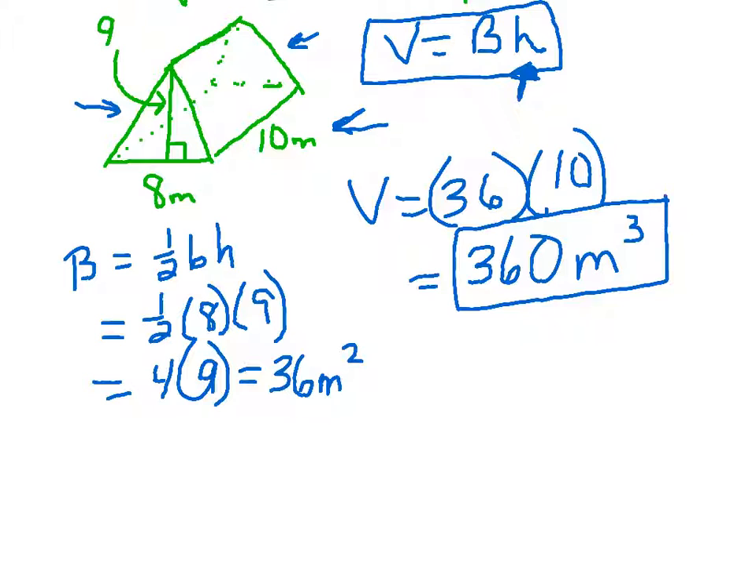Whenever you have volume, you want to use cubic units, because we did area, which was meters squared, times 10, which was plain old meters. Meters squared times meters gives us meters cubed. Alright, let's try another one.